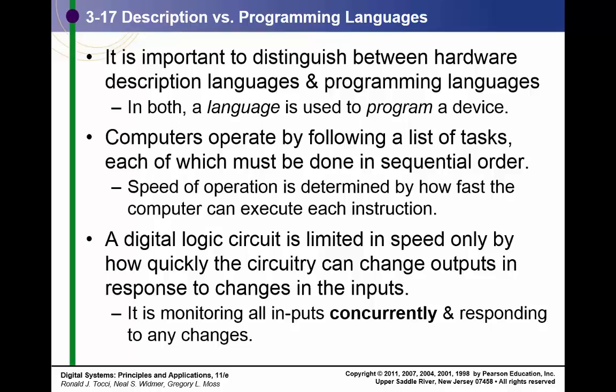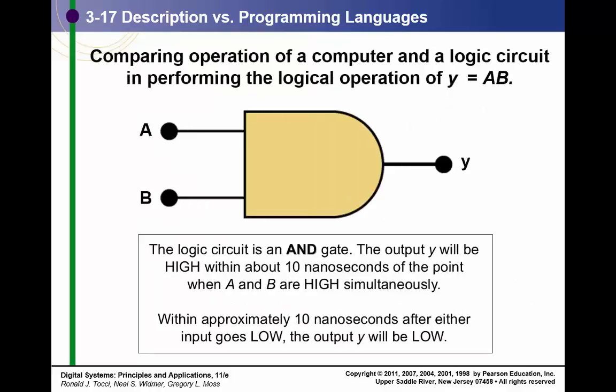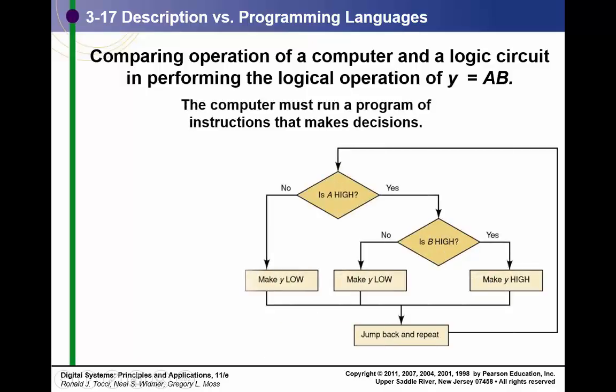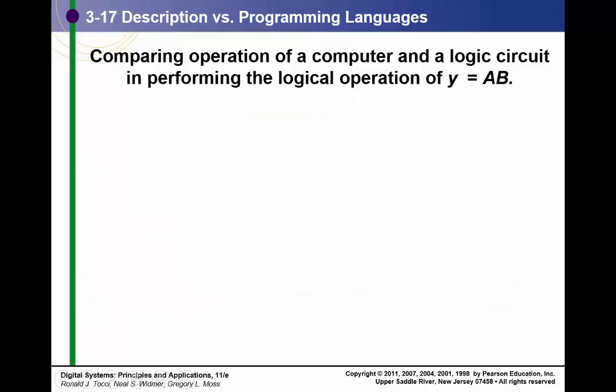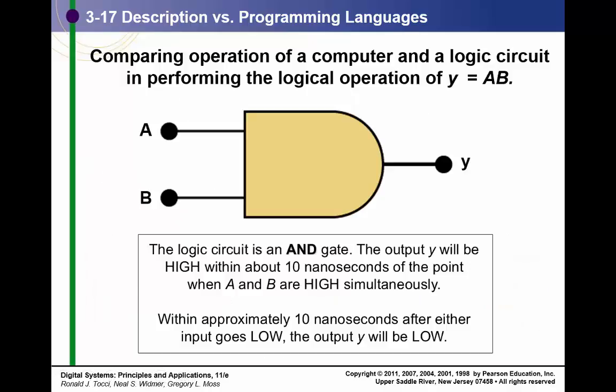Right there, with software or a programming language, the hardware doesn't change. So comparing the two, we can look at this right here, Y is equal to... the output Y will be high within about 10 nanoseconds. In other words, that's the propagation delay, the point at which both A and B are up.